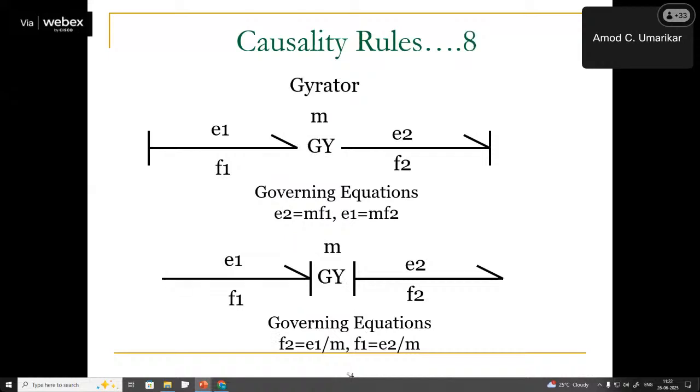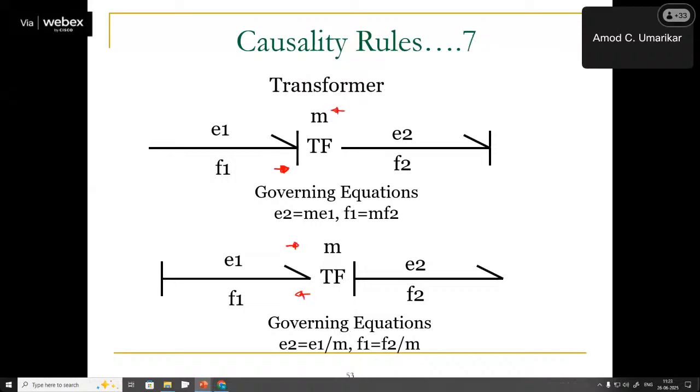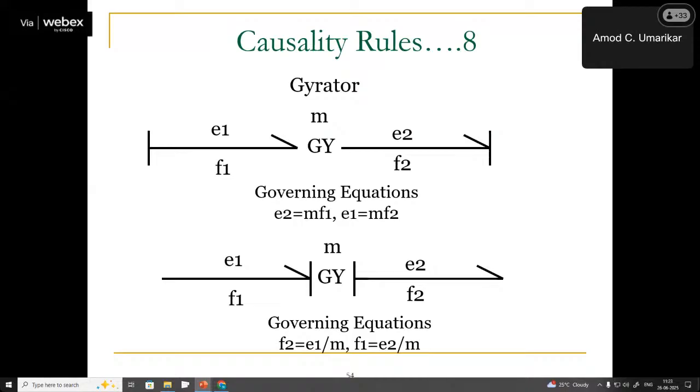Gyrator is more interesting. Now you see the causality here. If I apply a flow causality at the left hand side bond, then the causal bar on the right hand side bond will be on the other end. While in transformer, if I apply the causal bar here, it has to be on the other end only. But in gyrator, if I am applying a causal bar on the left hand side, then the causal bar on the second bond will be on the right hand side, because you can see the governing equations.